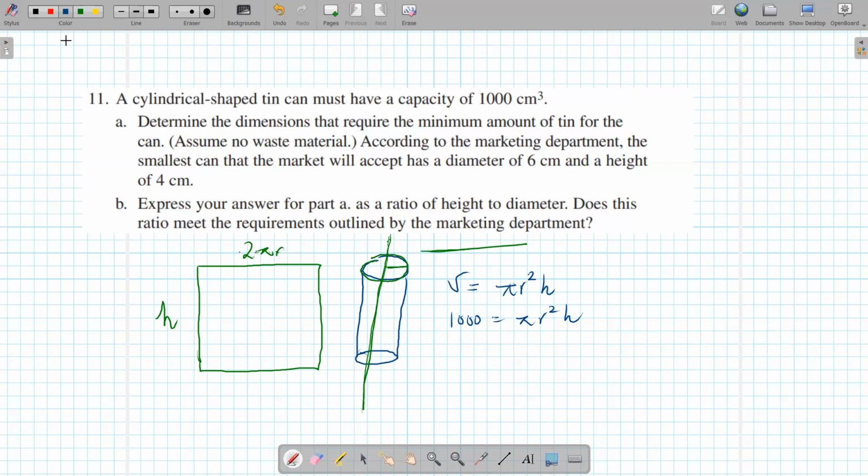So what can we do? What's the question asking us? It's asking us for the dimensions. So we need to find r and h, right? What do you think? We basically need to write one thing in terms of the other, okay?